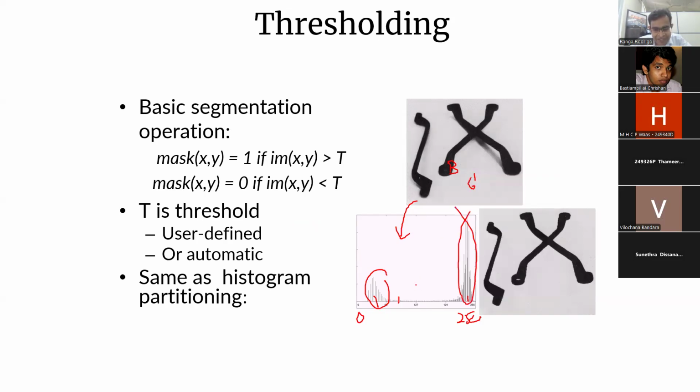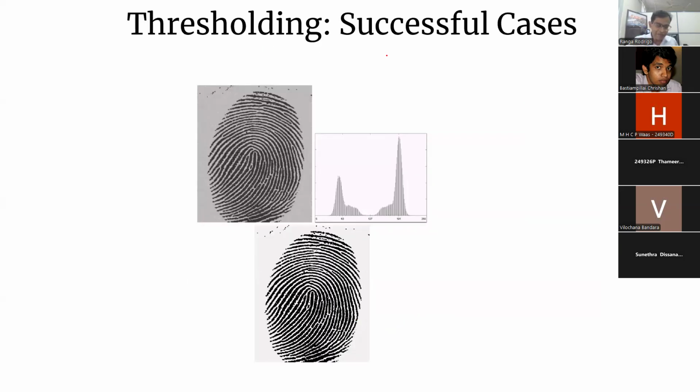So if we take the pixels that are lower than some number, you will get the tool area, right? So the mask is: mask xy is 1 if m xy is less than t, and mask xy is 0 if m xy is greater than t. This is so easy to segment. T is the threshold, user defined or automatic, same as histogram partition. So this is the thresholding operation. It's a very simple way of segmenting, but it's extremely fast.